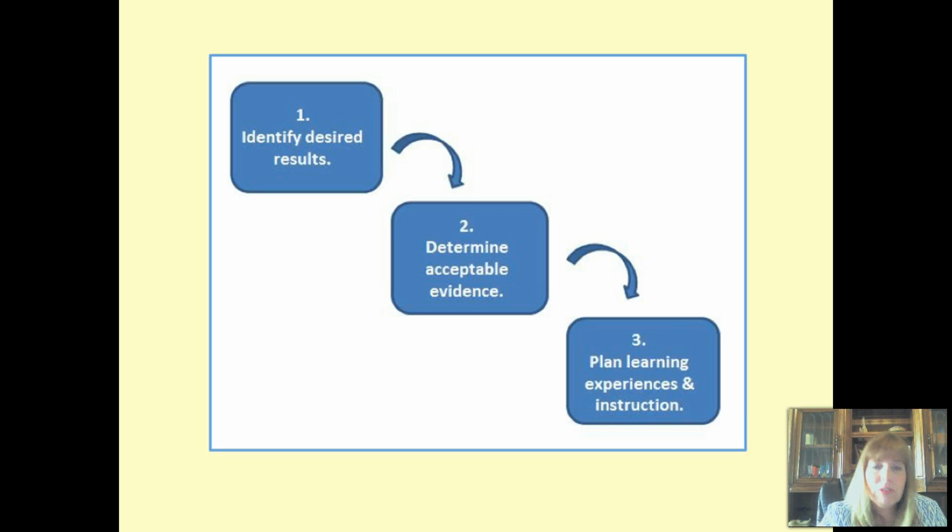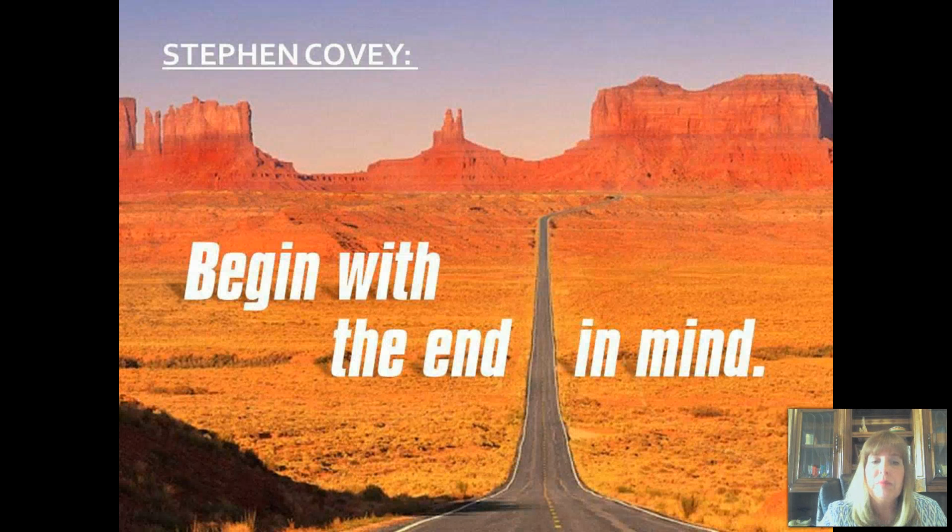And then the final step in this process is to plan the instruction. We're going to plan our learning experiences. We're going to see what activities we're going to do, what type of learning is going to happen in order to get us to the end result. So, instead of planning learning activities first, which is what a lot of us have done in the past, in hopes that we get to our end, we're going to make sure that by beginning with the end in mind, we're going to get our kids where they need to be.